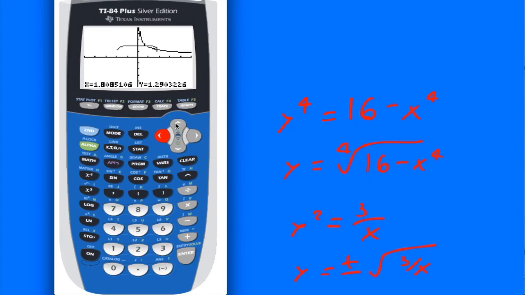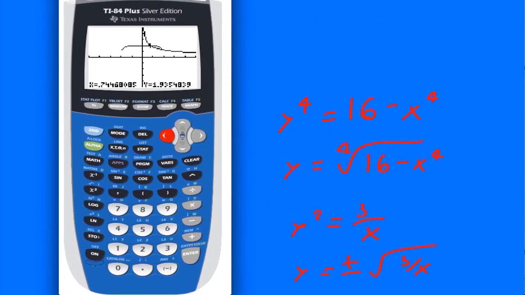But the concept is really easy. You can see here that the intersection, the x and the y, are going to be like 1.80 something and 1.20 something, and then you can just check over here for the next one. You can do zoom too, but that would take us some time, so you can try that. Here we got 0.74 and 1.93, and that's it. That's how you get the x and the y's, and you solve this system of nonlinear equations.